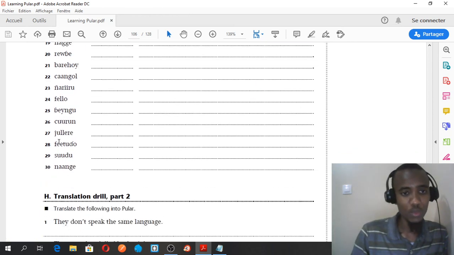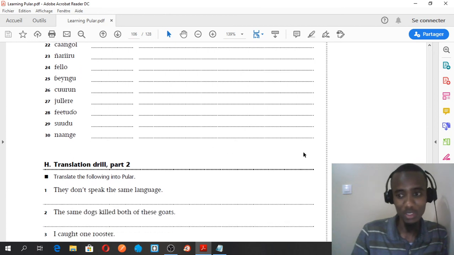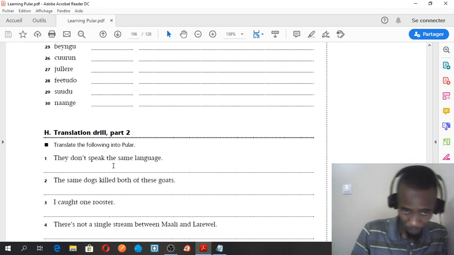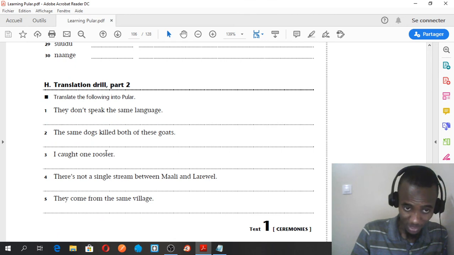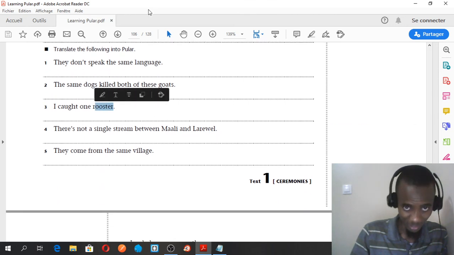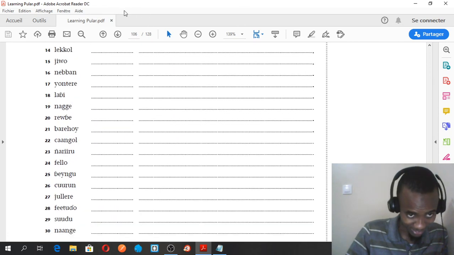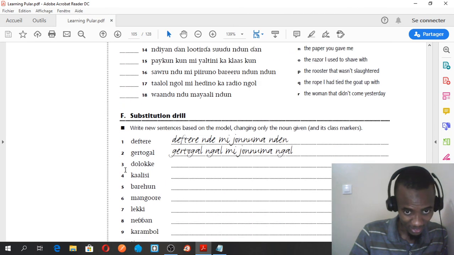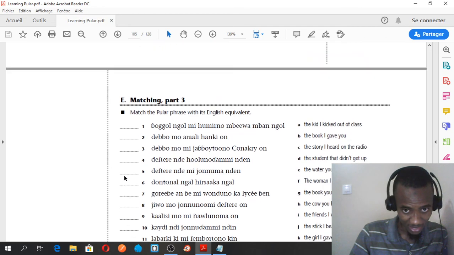Sudu. Fetudo jullere nange. Okay, guys? I'm trying to rush a little bit because I want to keep the video short. Okay, translate the following. They don't speak the same language. The same dogs killed both of these goats. I caught one rooster. Okay? The word rooster is a verb. The meaning of rooster is implied in one of the exercises. Just a verb. It's somewhere around here. Okay.